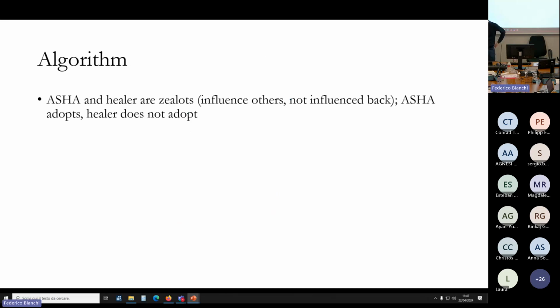Okay, on these networks, we then defined this behavioral mechanism. We formalized it in a computer algorithm, in which we make the following assumption. The ASHA, the government official, and the healer we consider as zealots, as they are typically called in the opinion dynamics literature. That is, they influence others, but they are not influenced back. Indeed, clearly the ASHA adopts every measure, and the healer does not adopt anything.